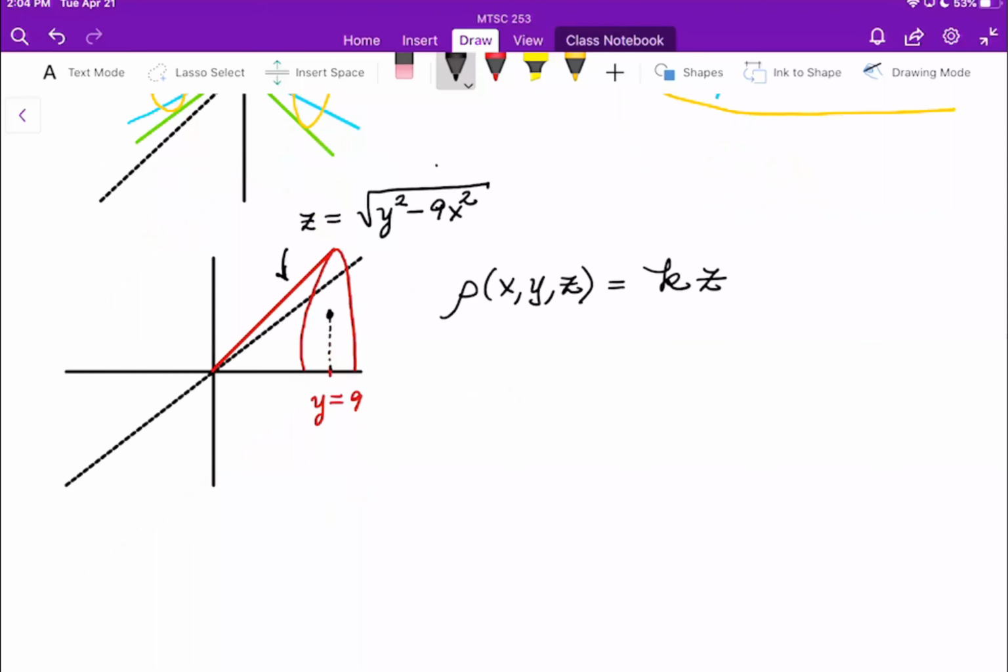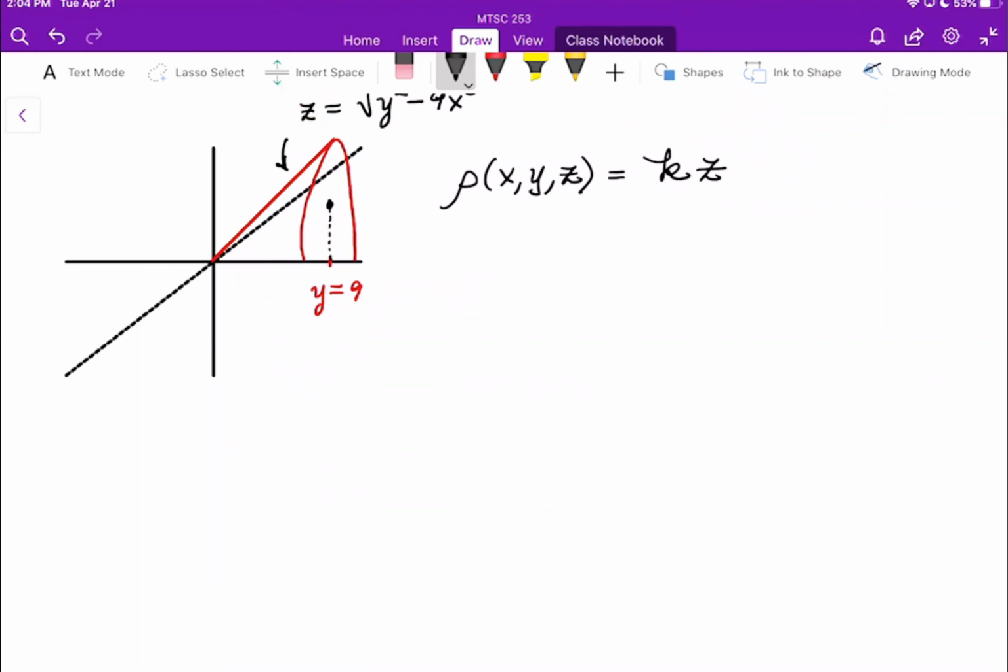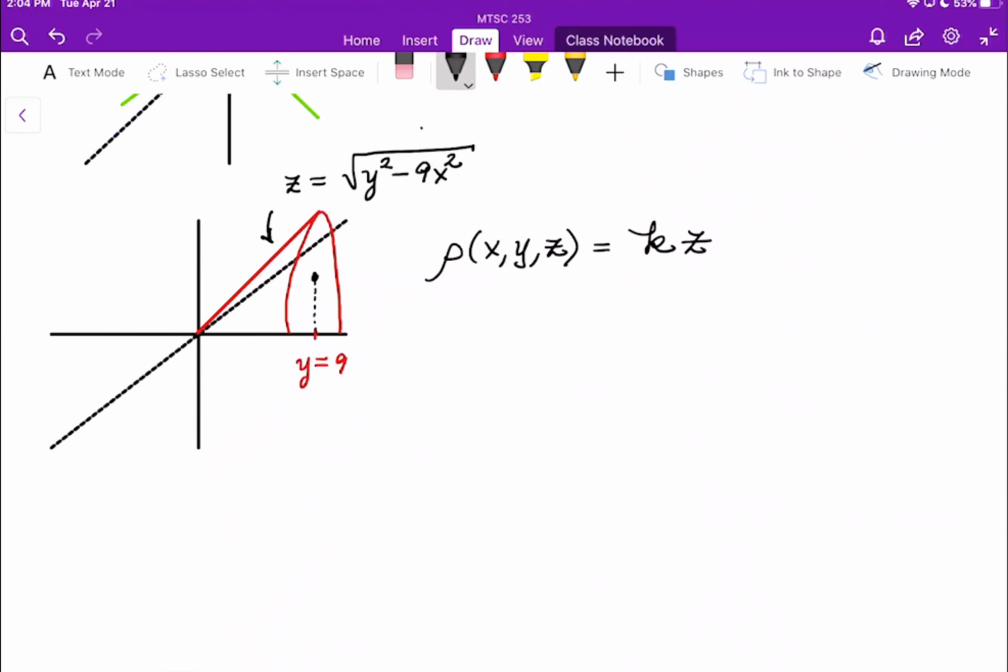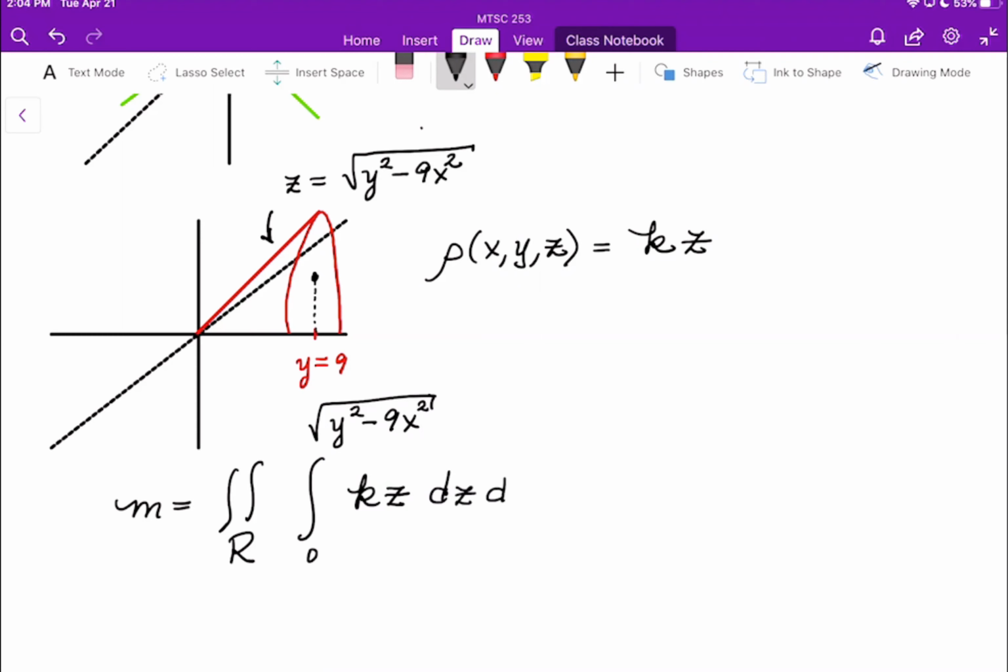Okay, so now we have that our mass, what are we trying to find? The mass? Yeah. So our mass is equal to the double integral over the region. I know z goes from 0 to the square root of y squared minus 9x squared. And then my density is kz, times dz, dy, or dA.